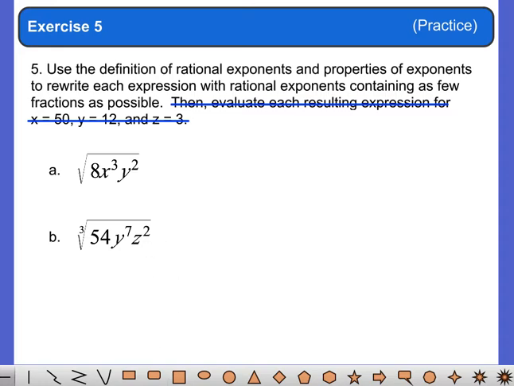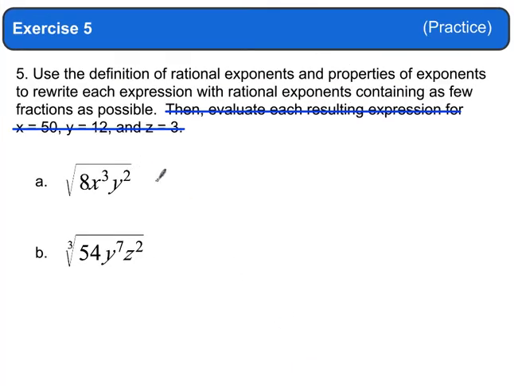So when we look at this, the square root of 8, we can break this into a 4 and a 2. Because this 3 is odd, we're going to break this into an x squared times an x to the 1st power. And the y is already squared, so we leave it alone.